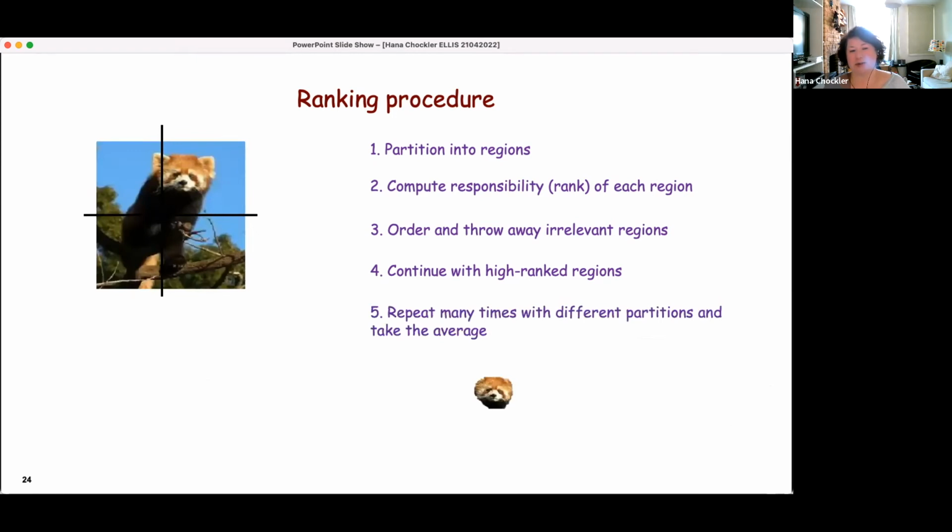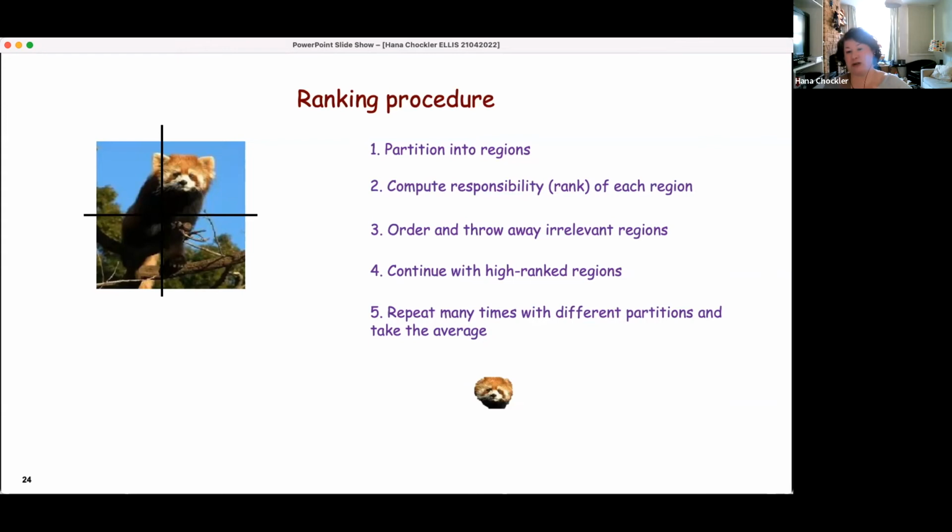And note that this reasoning depends very, very heavily on the actual partition. So we repeat it many times with different partitions and then take the average. I think we repeated it 100 times in the experiments and then took the average. So this is how it worked.